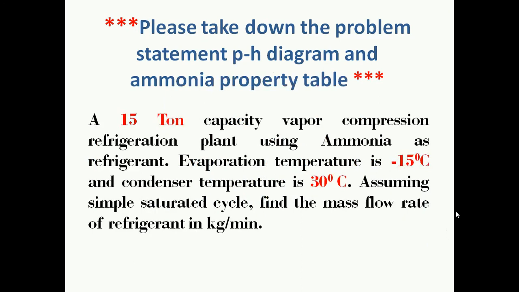Ammonia is the refrigerant here. The evaporator temperature is minus 15 degrees Celsius, though the boiling point of ammonia at 1 atmospheric pressure is minus 23 degrees Celsius, so it can cool up to minus 15 degrees Celsius. The condenser temperature is 30 degrees Celsius. Assuming a simple saturated cycle, find the mass flow rate of the refrigerant in kg per minute.